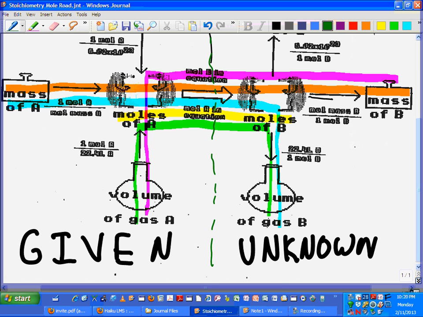So that's your mole road. Know this. You do not get to use this on the test tomorrow. You've got to know it.